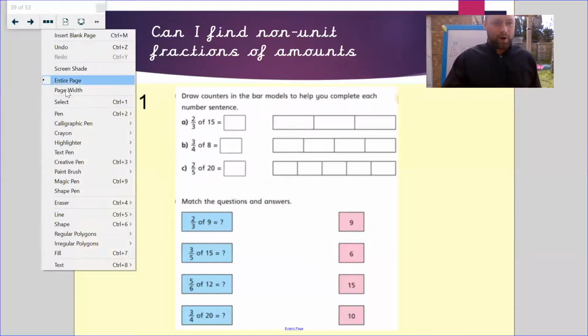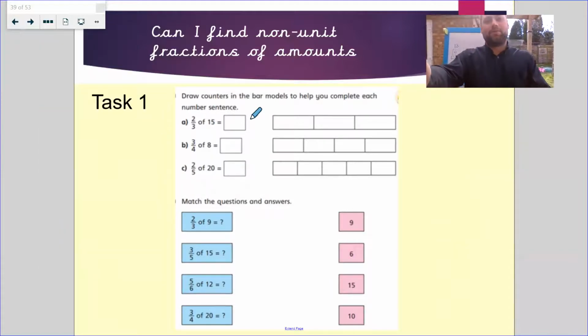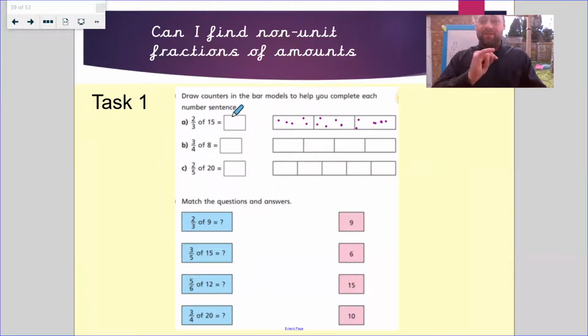So for challenge number 1, let's try to do it as quickly as I can. Draw counters in the bar models to help you complete each of the number sentences. So we've got 2/3 of 15. So let's put 15 counters in. 1, 2, 3, 4, 5, 6, 7, 8, 9, 10, 11, 12, 13, 14, 15. We have 5 counters in each third. So we know that 1/3 is going to be 5, 2/3 is going to be 10.